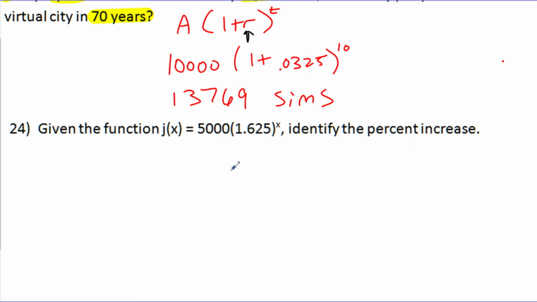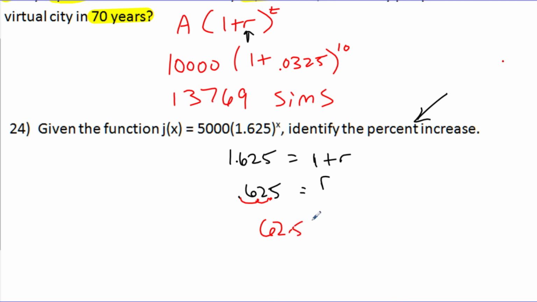So really what I'm saying here is that 1.625 is the 1 plus r from our formula. So if I want to know what r is, which is the percent, I'm just going to subtract 1 on both sides, and I'm going to get 0.625. That's the rate. That is the percent increase that they asked about. But I'm going to put it in percent form for them, and I'm going to move the decimal place 2 times to the right to do that. If I move the decimal point once and twice, I get 62.5%. And that would be the percent increase.